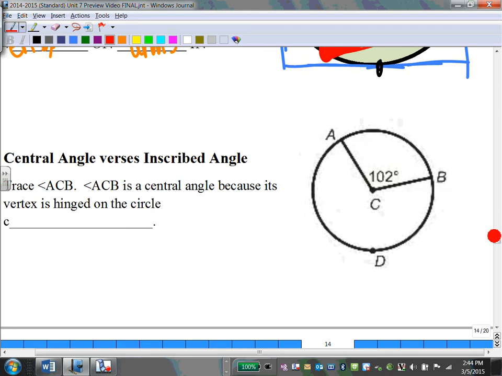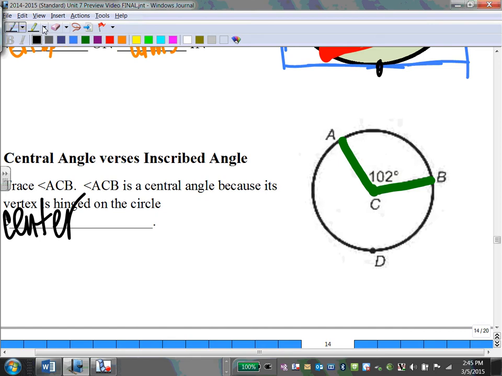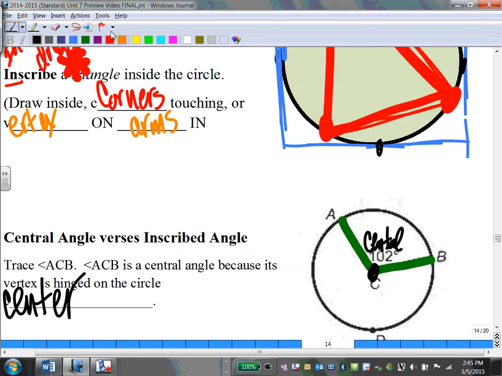Okay, let's recap here. I'd like you to trace ACB. ACB is a central angle because its vertex is on the center. Okay, so this is a central angle because it's connected to the center. And we learned last class that the measure of a central angle and its arc are the same. So if this is 102, that's 102.